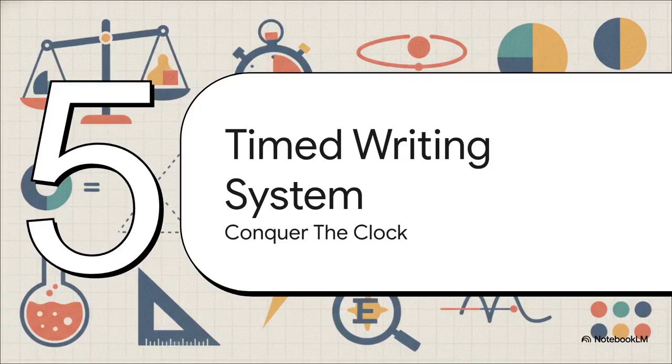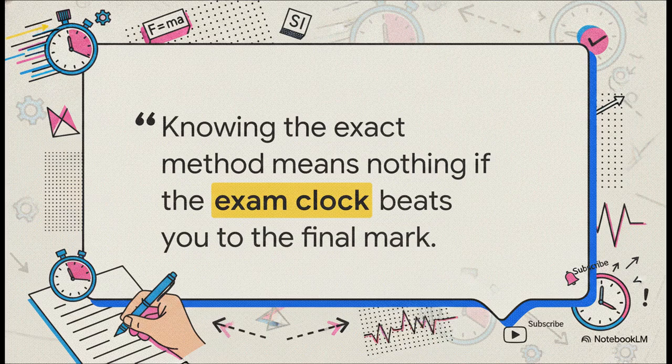And finally, Section 6, the timed writing system. So, you now possess the foundational framework, but there is an invisible enemy waiting in the exam hall. Knowing the exact method means nothing if the exam clock beats you to the final mark. Exam timing pressure is the ultimate confidence shock. You can structure the absolute perfect concept to data flow, but if it takes you 15 minutes to answer a 4-mark question, are you really mastering the paper or is the paper mastering you? Solving this timing crisis is absolutely mandatory.